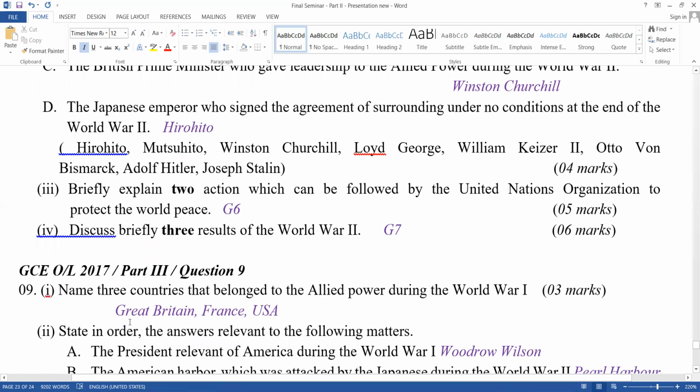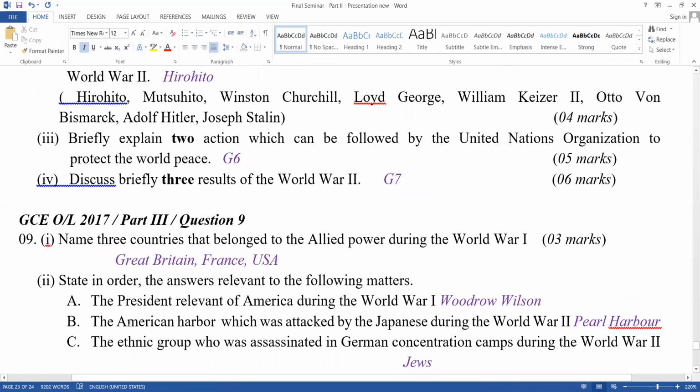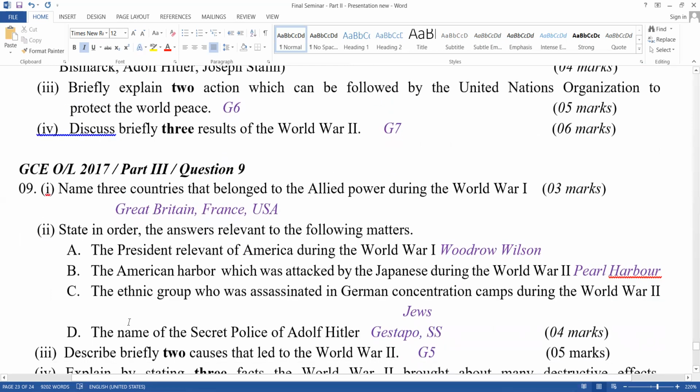State in order the answers relevant to the following matters. The president relevant to America during the World War I, Woodrow Wilson. American harbor which was attacked by the Japanese during the World War II, Pearl Harbor. The ethnic group who was assassinated in German concentration camps during World War II, Jews. Names of the secret police forces of Adolf Hitler, Gestapo and SS.